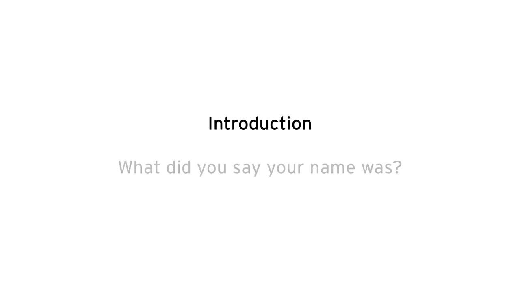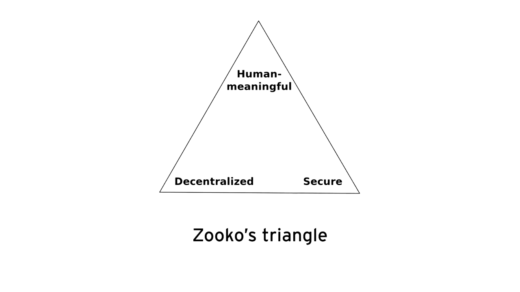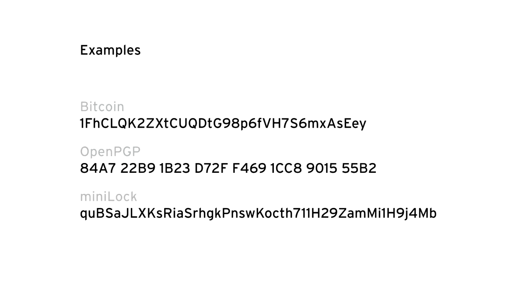Then there's the introduction problem of, okay, how do I meet someone here after the talk? They tell me who they are, but I get their card, which is nice, or they say what their name is. But they're not going to spell out their fingerprints. So the idea of Zooko's triangle is that identifiers are either human meaningful, secure, or decentralized. Right? Pick two.